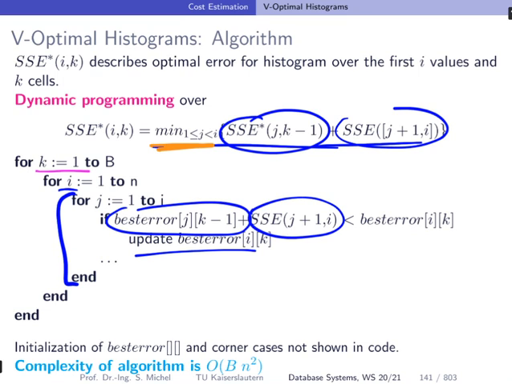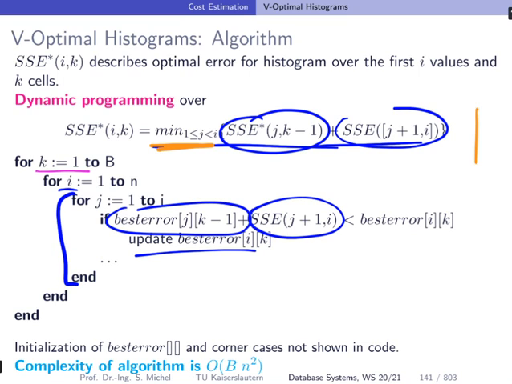So again, the essence of the algorithm is the definition and the understanding of this SSE star computation. And the algorithm you see here, which is dynamic programming, obviously, because of the storing of previous best solutions and constructing optimal larger solutions. This is only a consequence of the definition of SSE star.